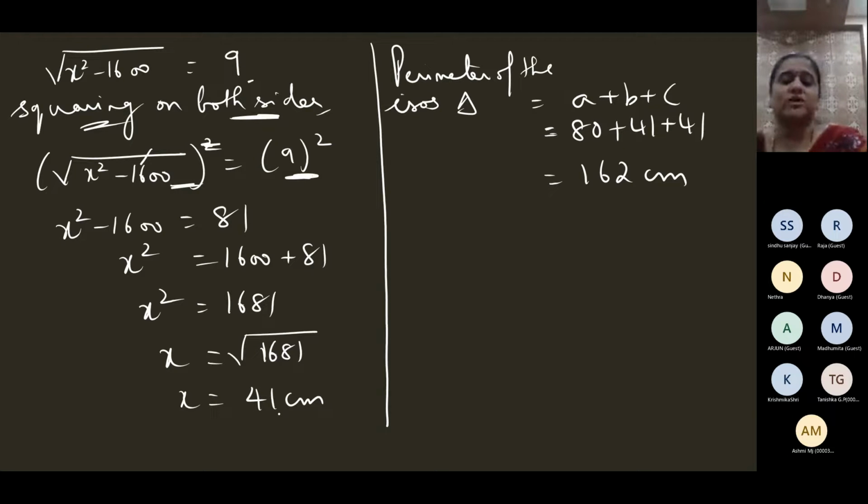So we have x is equal to 41. x is actually plus or minus 41. But minus 41 is not meaningful here, because x is the length of the side, which cannot be minus 41. So we take only the positive value. x is equal to 41. Then once you find x, you can find the perimeter, a plus b plus c.